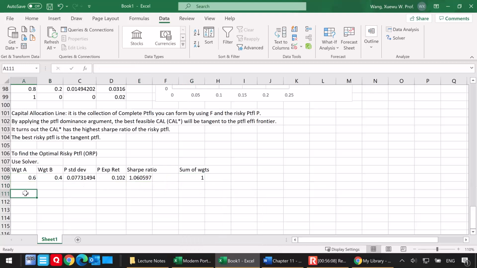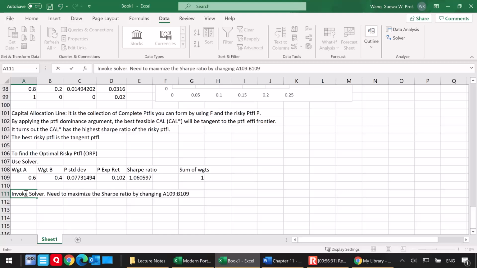Now I'm going to invoke Solver. What do I need to do? I need to maximize the Sharpe ratio. I want to have the highest Sharpe ratio, and the way I do this is by changing the guessed weights, so that's A109 colon B109. I want to fine tune the weights on A and B, subject to the constraint that weights add up to 1, which is G109 equal to 1. If I do that, I'm going to have the best risky portfolio.